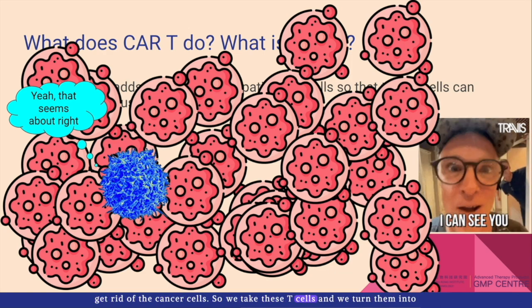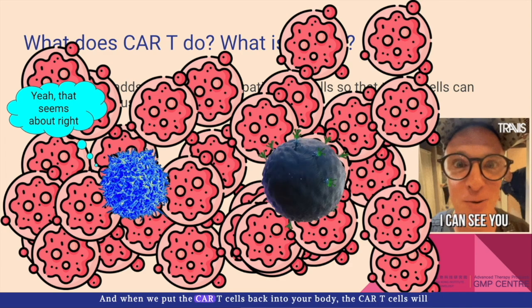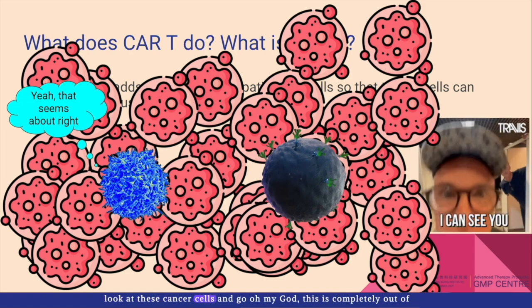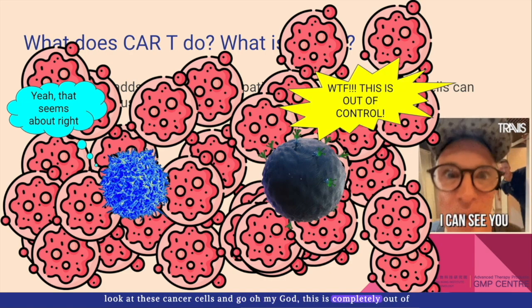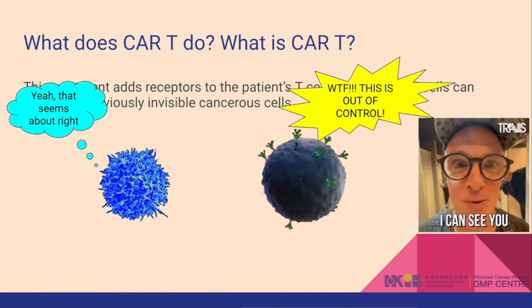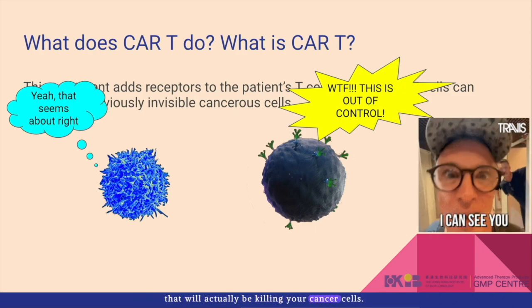So we take these T cells and we turn them into CAR T cells. And when we put the CAR T cells back into your body, the CAR T cells will look at these cancer cells and go, oh my god, this is completely out of control, and proceed to eliminate them. This is the importance of CAR T cells, as they are the ones that will actually be killing your cancer cells.